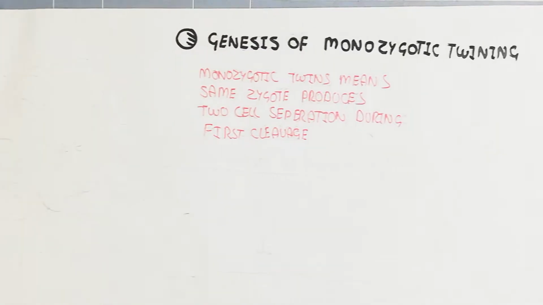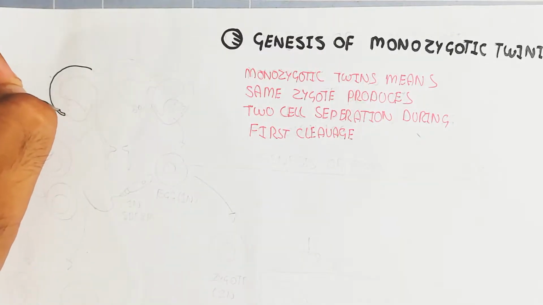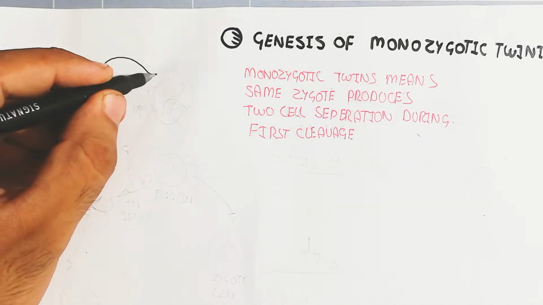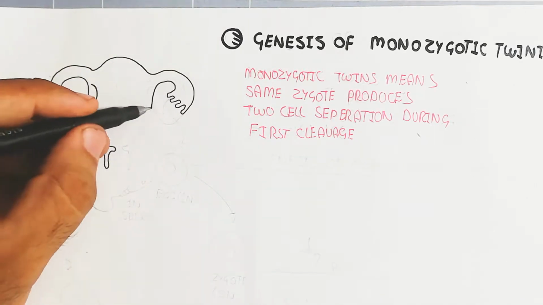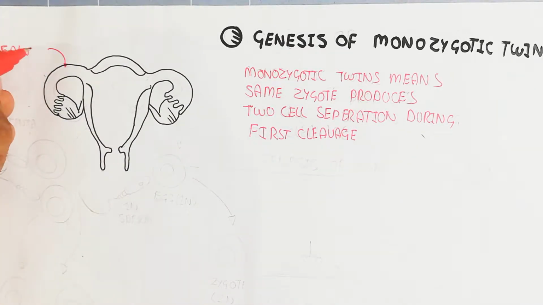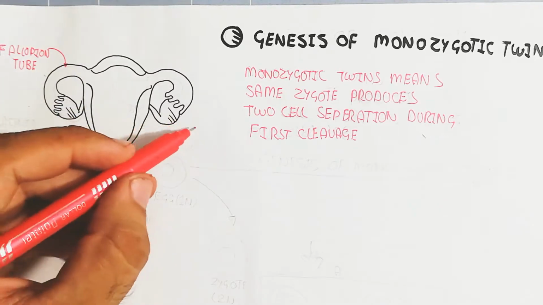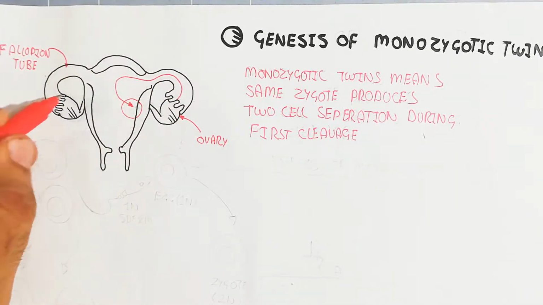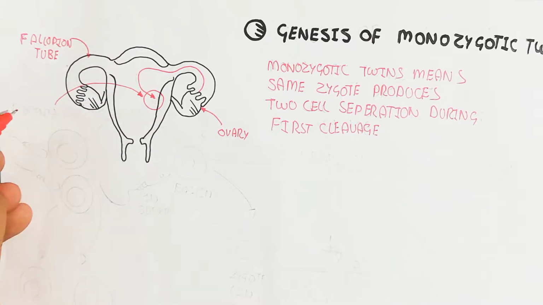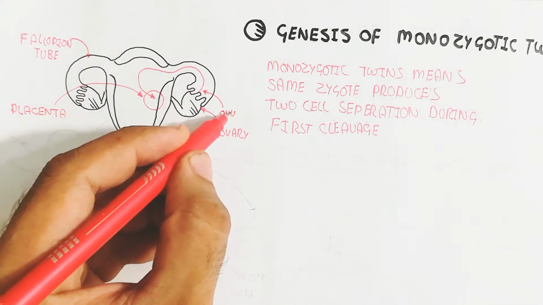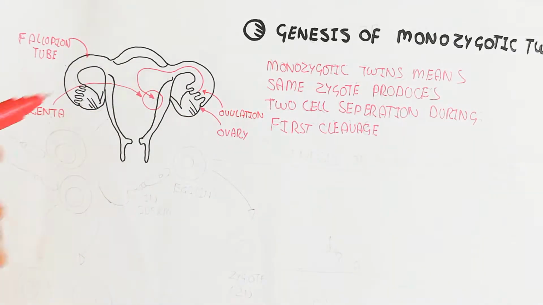So monozygotic twins means the same zygote produces two cells separating during the first cleavage. So this is the reproductive system of a female. Let's begin to understand the pregnancy. This is the ovary and the fallopian tube. The ovary will release the egg, which is known as ovulation, and it will bind with the endometrium of the uterus, where the placenta formation will occur. So I hope that makes sense.